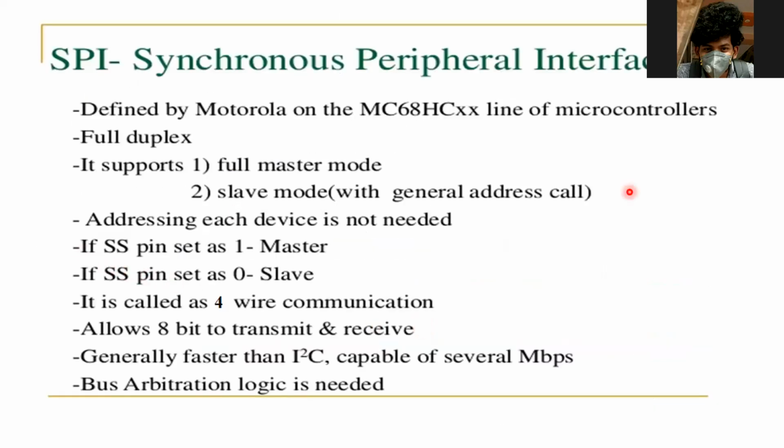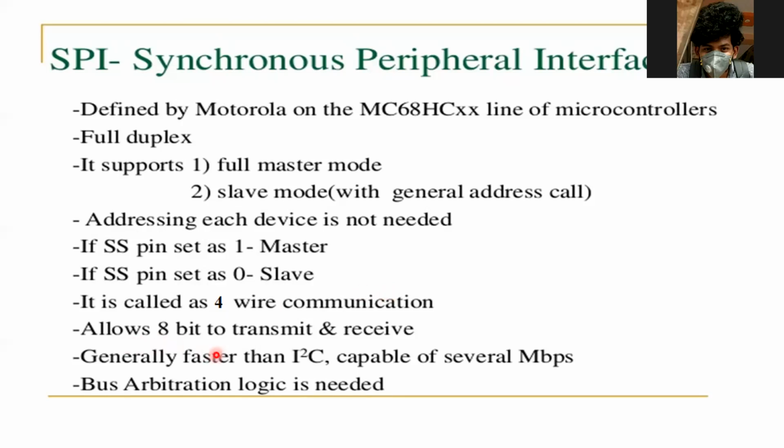But here we don't have such a concept. Addressing is not needed. Can you understand or not? In SPI, we don't have addressing. Then the chip select pin, if it is 1, it will work as a master; 0, slave mode. We are connecting various chips. That's why it has a 4-wire communication. How many wires? 4-wire. In I square C, how many wires? 2 wires. Here it is 4-wire.